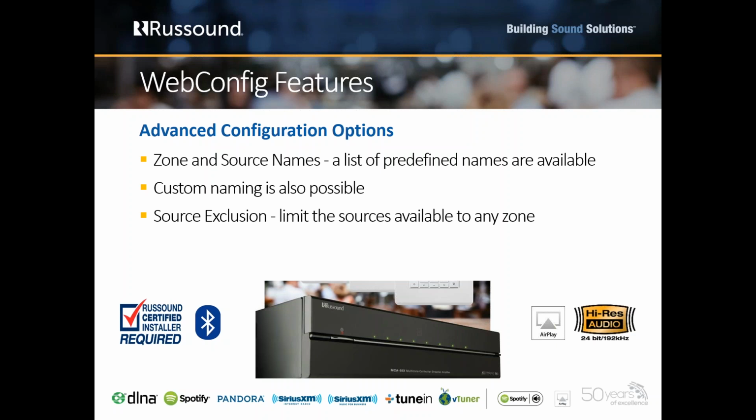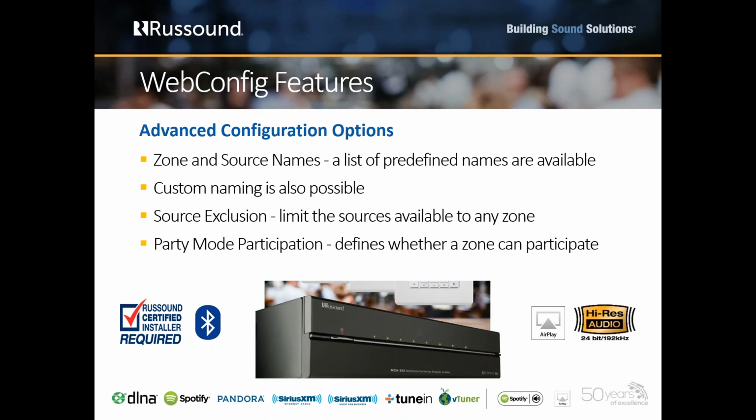I can go into any zone and tell it what sources I want available to that zone. In my kids' room, I may not want SiriusXM available on that keypad, because I don't want them to turn on SiriusXM and all of a sudden be listening to Bubba the Love Sponge. So in the kids' room, I'm going to exclude SiriusXM from their menu of sources in that room. And when they turn on that keypad or go to the app in that zone, all they're going to see is the sources that are available to that zone. They're not going to see the ones that I excluded.